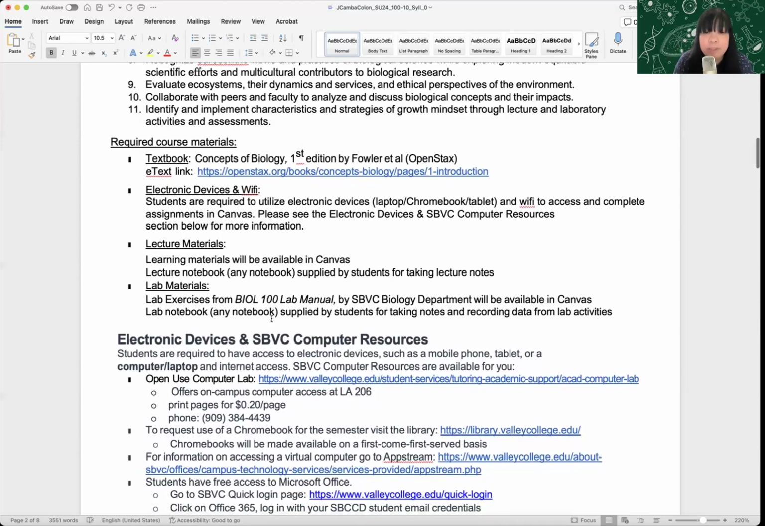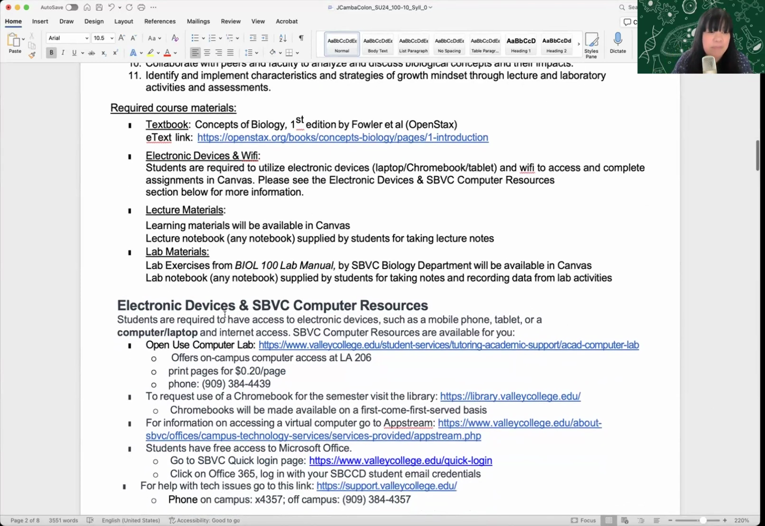It's hard to remember things, and if you take notes, it makes it easier. For lab, you're going to have the lab manual available in Canvas again, and then you need to have a lab notebook. Again, these notebooks can be any notebook as long as you don't have pages scattered everywhere. You have to have them organized. So this can be a spiral notebook, composition notebook, any notebook. Okay, and you need to have a pen.